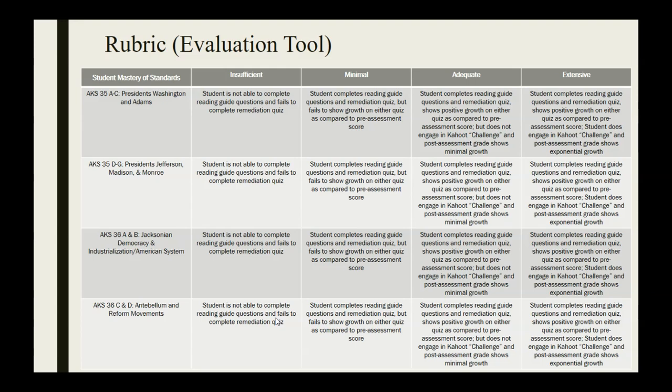Adequate mastery would show that students complete the reading guide and the quiz, show positive growth, but they do not engage in the Kahoot challenge that covers all of the standards for that unit, which is still needed for the student to show mastery for that unit.